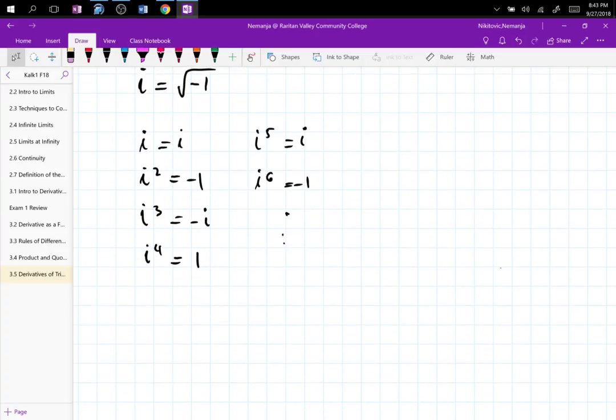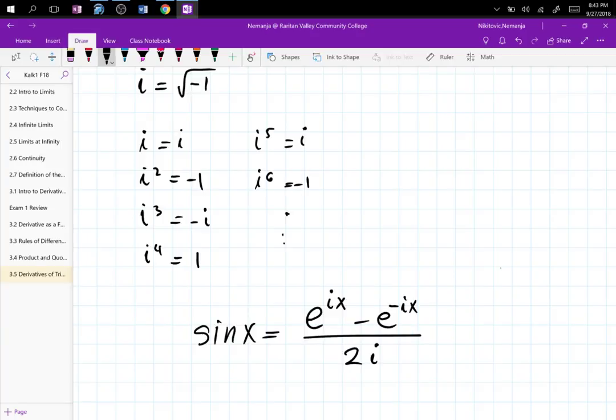And now you get to see a definition that you're not going to find in your textbook, coined by one of the mathematical gods, Leonhard Euler. And it says this. Sine x is equal to e to the ix minus e to the minus ix divided by 2i. There are i's everywhere. There is a way to write sine x with ease. We are not going to use this in this class at all, but it's kind of a cool thing to know.